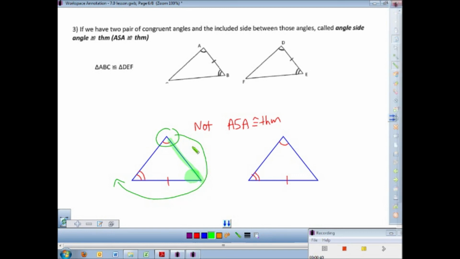I guess that's a better way to say it. You can't skip over a segment and an angle in a row that don't have markings on them. You skip two things without markings. So that doesn't work for angle, side, angle, because the side is not between the two angles, because you skipped two things in a row.